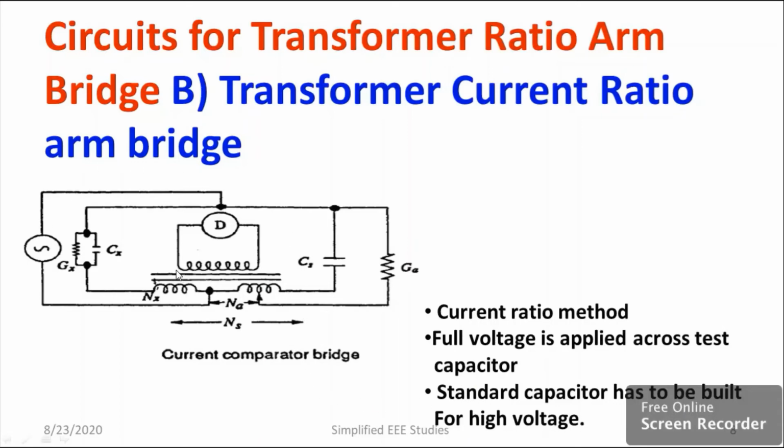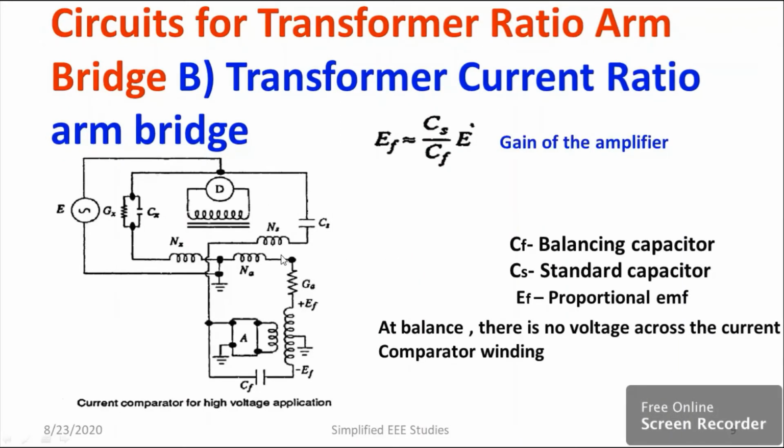But this circuit is not completed. To get the accurate reading, what we are supposed to do is add one amplifier circuit over there. You have to provide a suitable amplifier circuit along with the basic circuit. Now let us see the modified diagram of the transformer current ratio arm bridge. So this is the modified diagram.